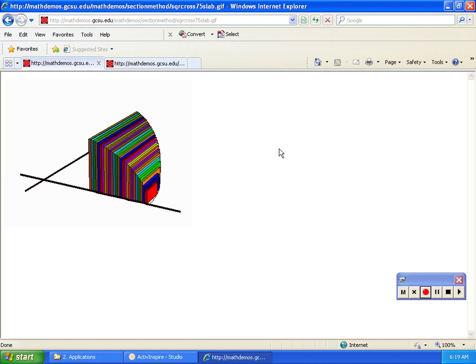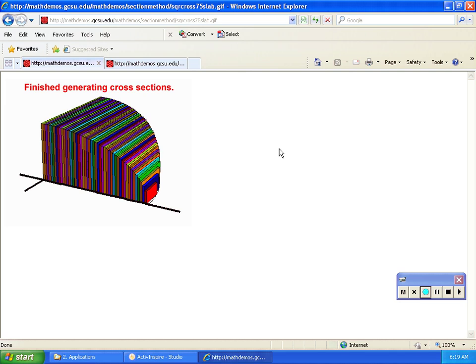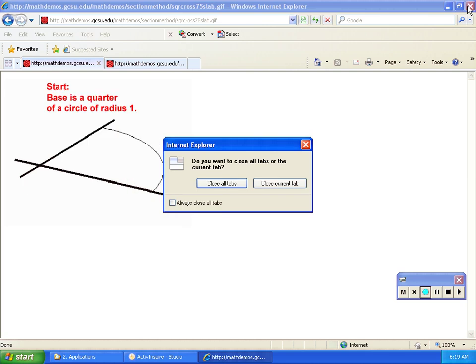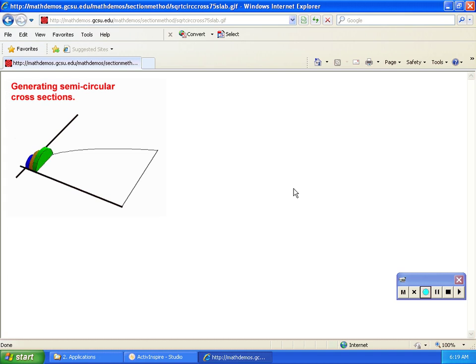So the main reason I wanted you to see this animation is to see that we really are going to have an object that has volume, and we're going to slice it. The only difference is that instead of getting circles, we're going to get other geometric figures.